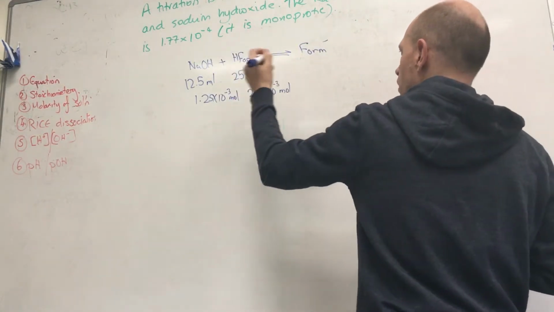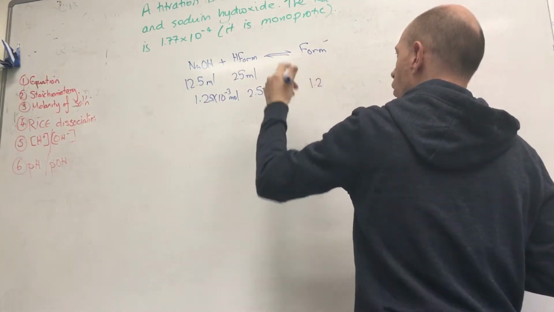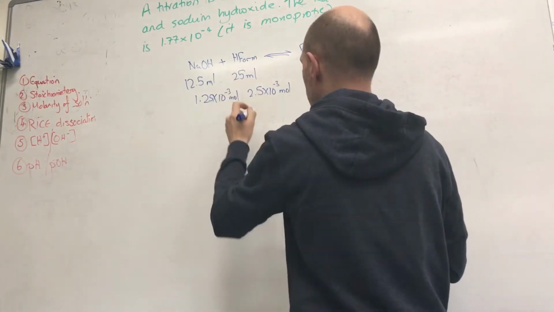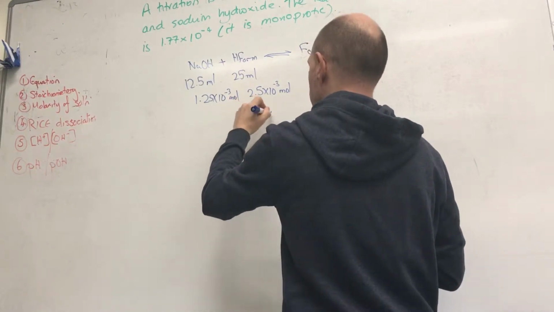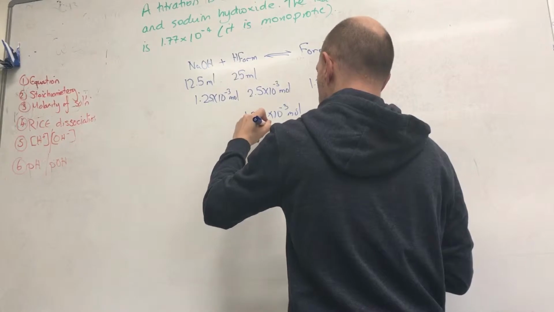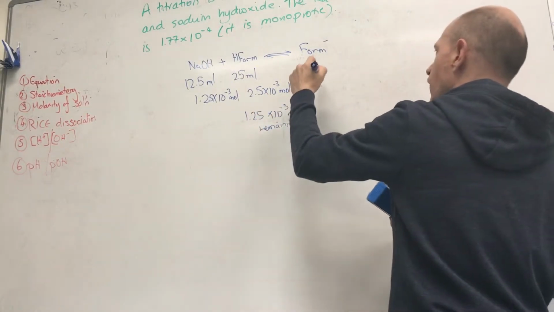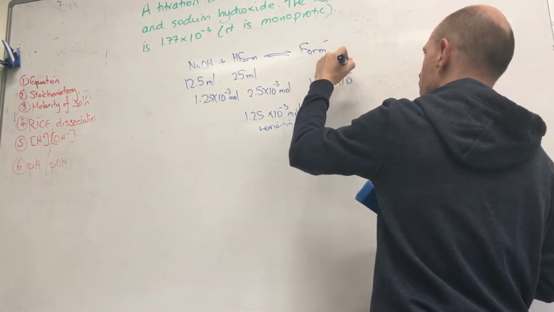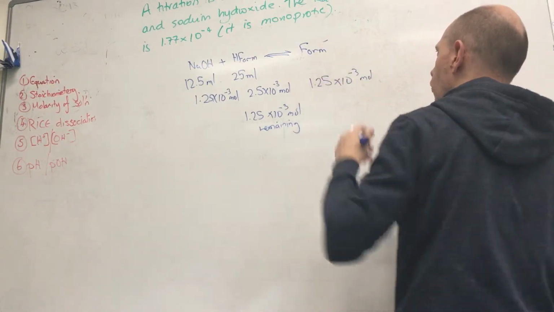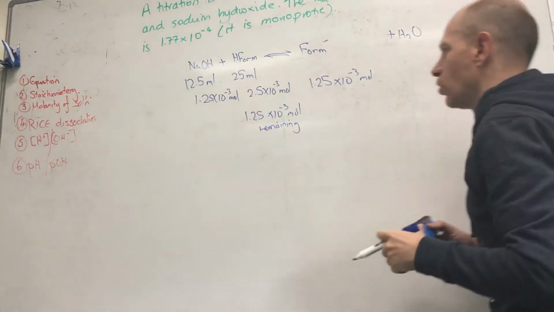And you have 1.25, and then you've got 1.25 times 10 to the minus 3 moles remaining. Okay, and you have 1.25 times 10 to the minus 3 moles of formate ion plus a very, very small amount of water.